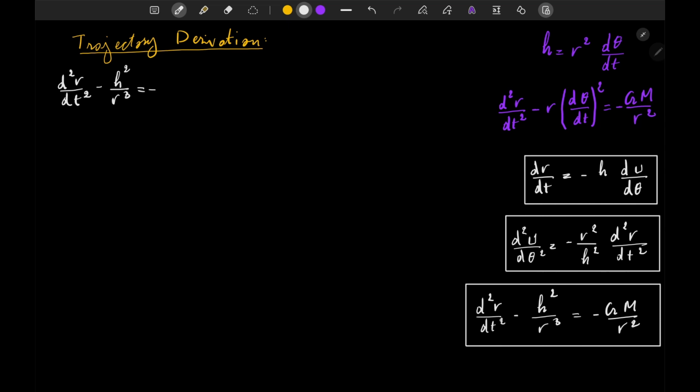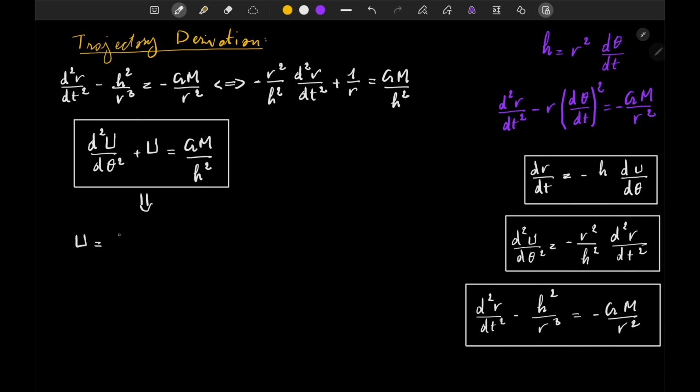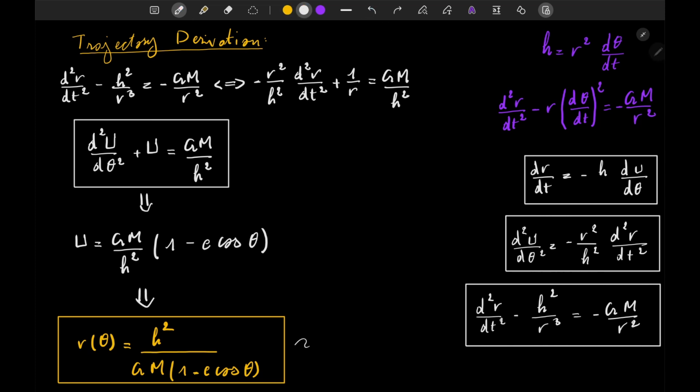After substitutions, we get a second order differential equation in the form of the second theta derivative of u plus u equals G times M over h squared, which has a general solution in the form of u equals G times M over h squared times 1 minus e cosine theta. e is a constant called eccentricity. Switching back to the variable r, we finally arrive at Kepler's first law, which is r of theta equals h squared over G times M times 1 minus e cosine theta.